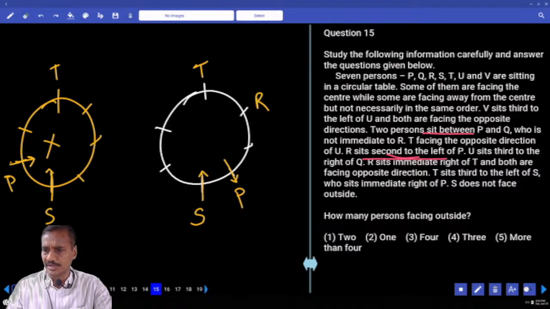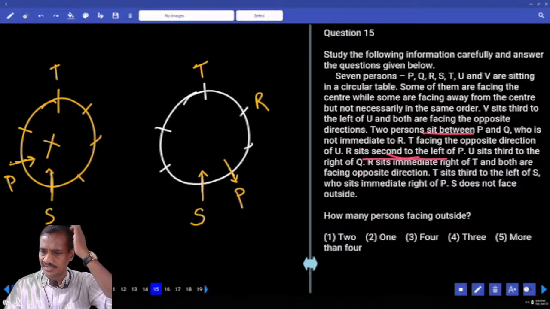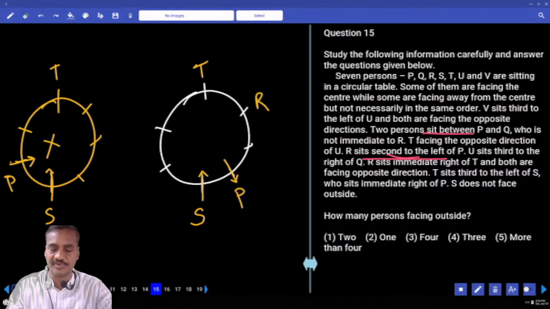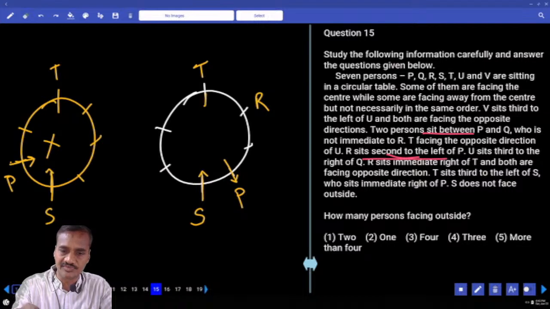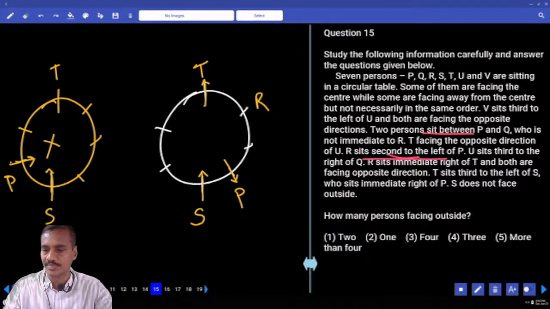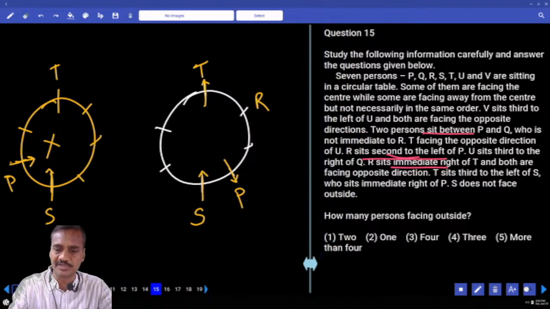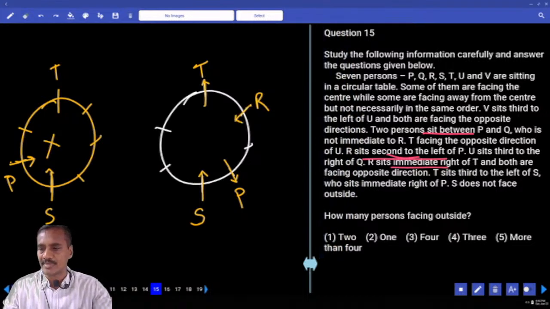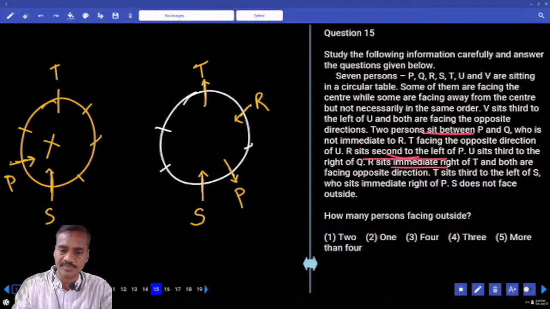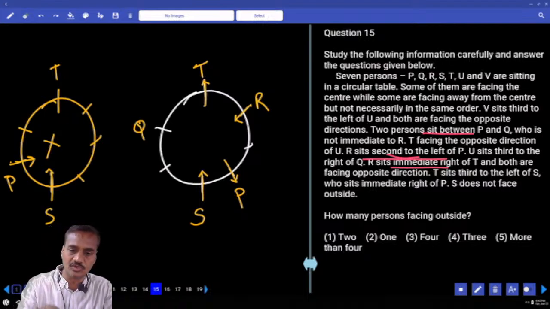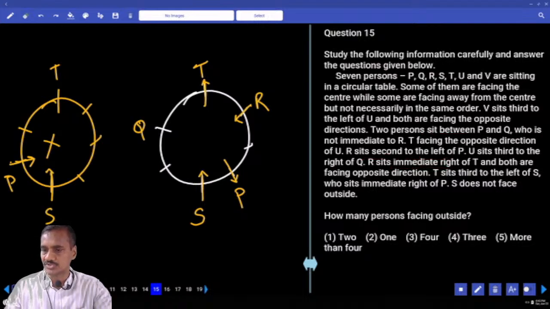Next one, and Q is not immediate to R. T is facing opposite. R sits to the immediate right of T, and R is to the immediate right of T. T must be away from the center. R sits to the immediate right of T, and both are facing opposite. R must be facing the center. And two persons between P and Q. Now two persons between P and Q. Q is here.